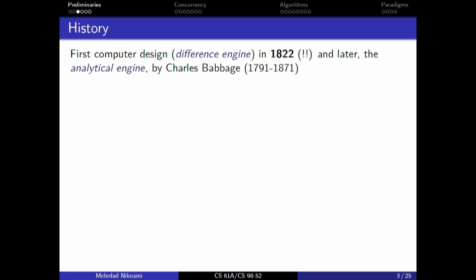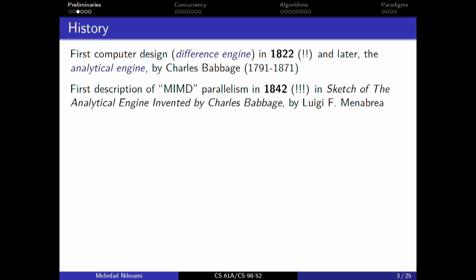The first actual computers were created back in maybe the 40s. But he created what's called an ALU in a computer, which is designed for arithmetic. He designed a lot of things. And the first description of what's called MIMD parallelism, I'll get back to that, was also in 1842. So this guy was thinking about parallelism way before there were any computers.